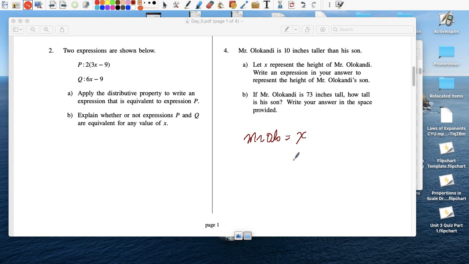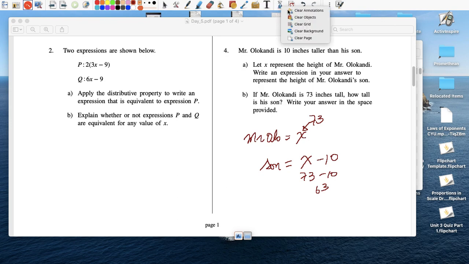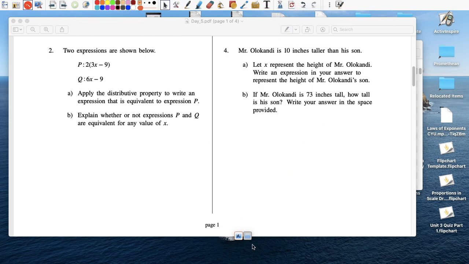Then the height of his son would be whatever Mr. Olakandi is, minus 10, right? Because I'm assuming he's the dad. The dad is taller by 10 inches, so his son would be whatever the dad's height is, which is x minus 10. Okay. And if Mr. Olakandi is 73 inches tall, how tall is his son? Let's say x is 73. The son would be 73 minus 10, 63. All right, nothing complicated there.